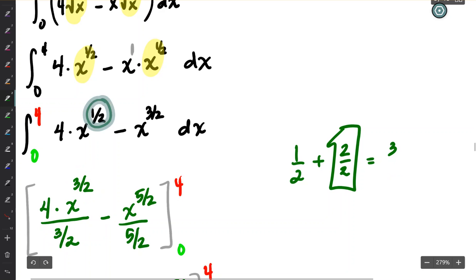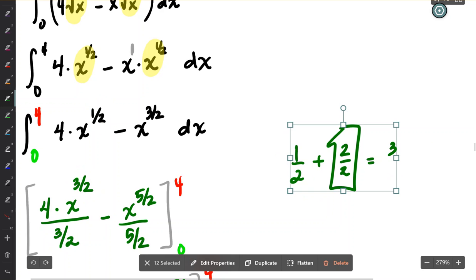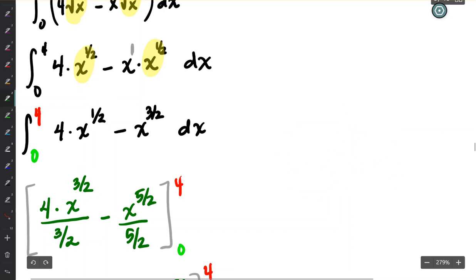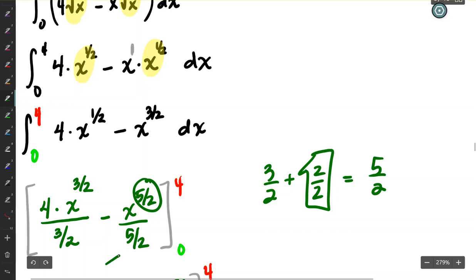All right. Same deal here. x to the 3/2. Okay, power rule in reverse. You're adding 1 to that exponent to get 5/2 and dividing by the new exponent.